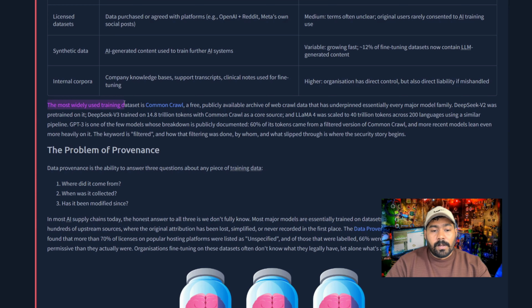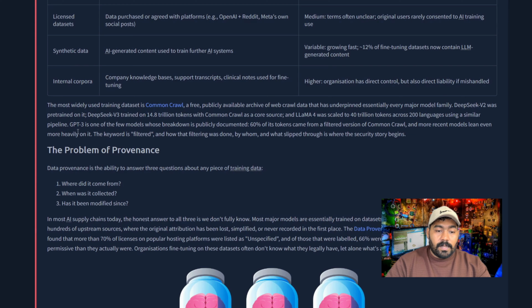us what the most widely used dataset is. The most widely used dataset is Common Crawl, a free, publicly available archive of web crawl data that has underpinned essentially every major model family. DeepSeek V2 was pretrained on it. DeepSeek V3 was trained on 14.8 trillion tokens with Common Crawl as a core source. And Llama 4 was scaled to 40 trillion tokens across 200 languages using a similar pipeline. So that's a massive scale.